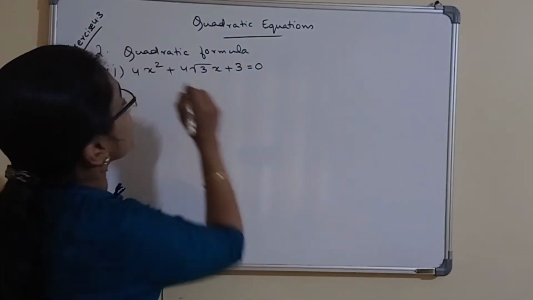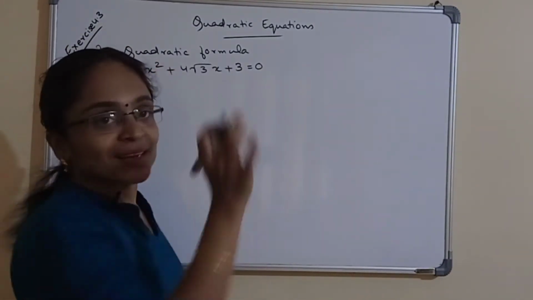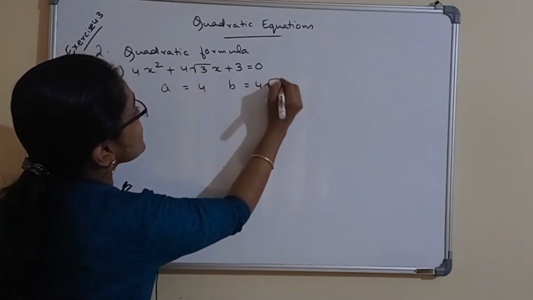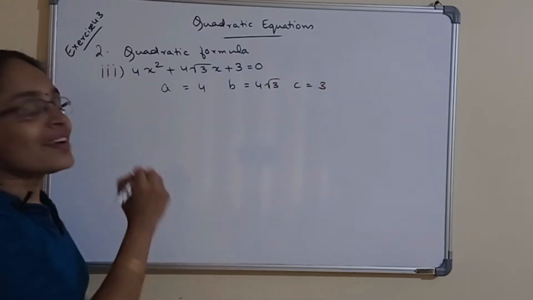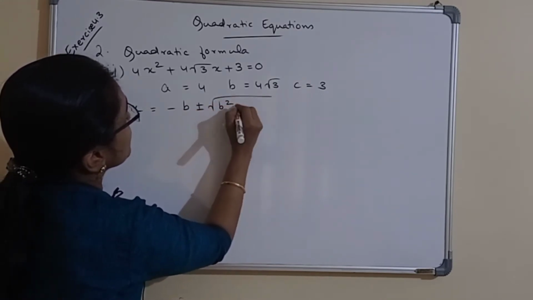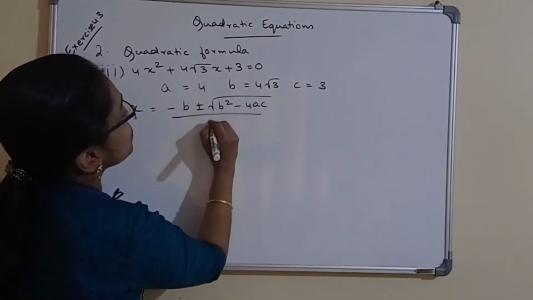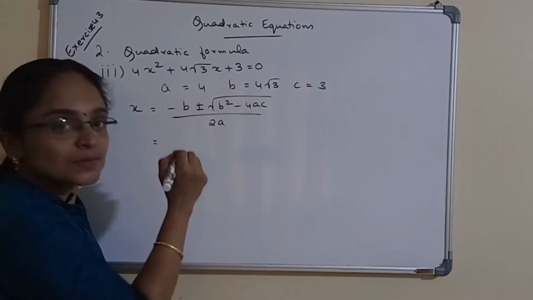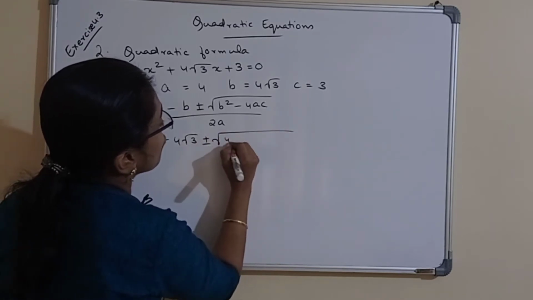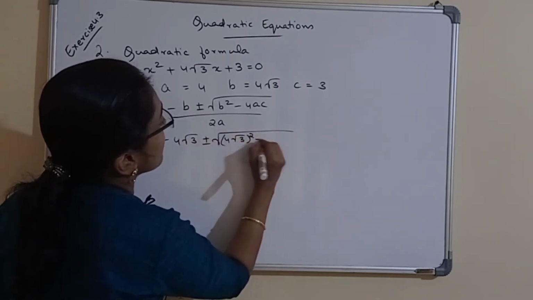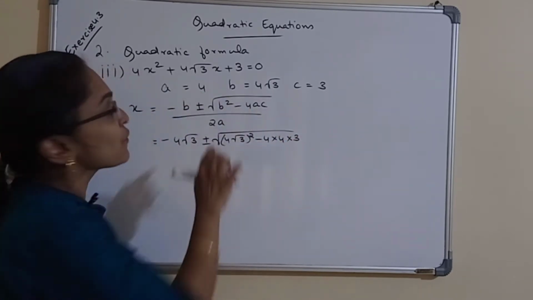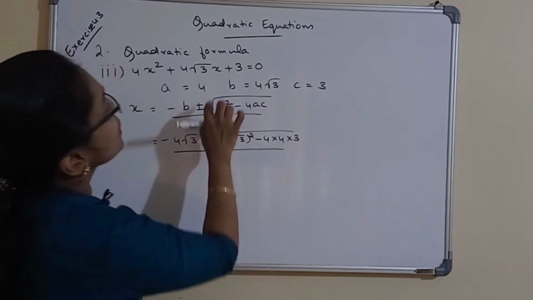Next one is 4x square plus 4 root 3 x plus 3 equal to 0. So, we can write a, b and c. Now, x is equal to minus b plus or minus root of b square minus 4ac by 2a. And minus b is minus 4 root 3 plus or minus root of 4 root 3 the whole square minus 4ac, which is 4 into 4 into 3, by 2a.